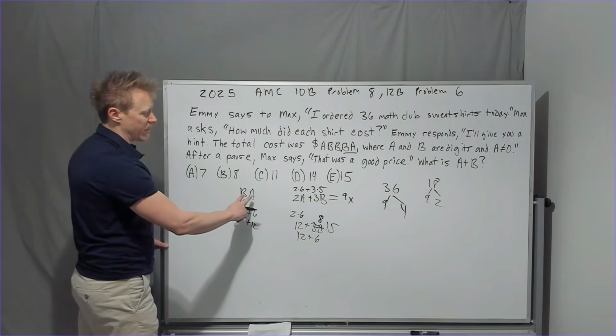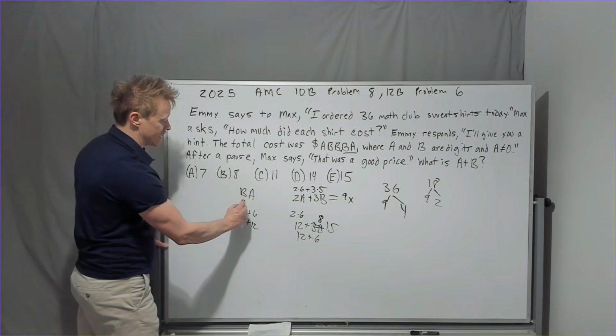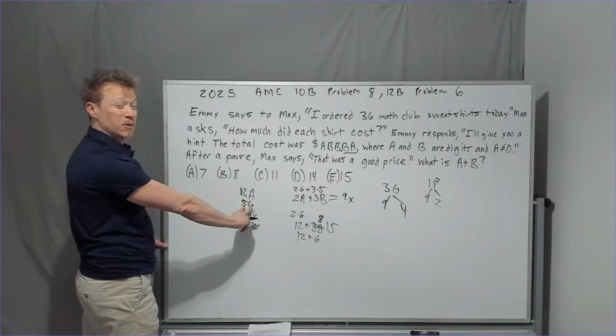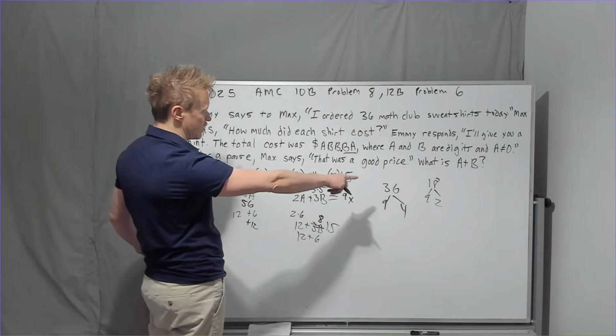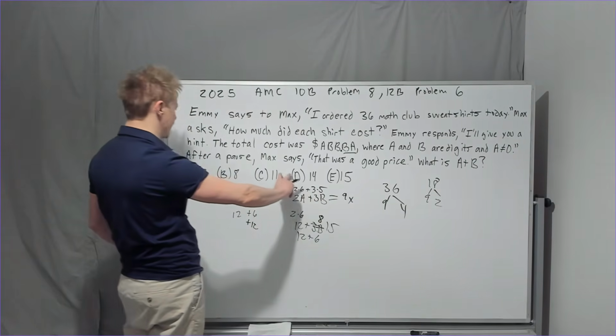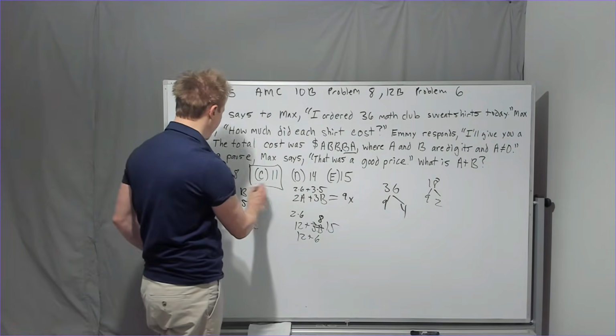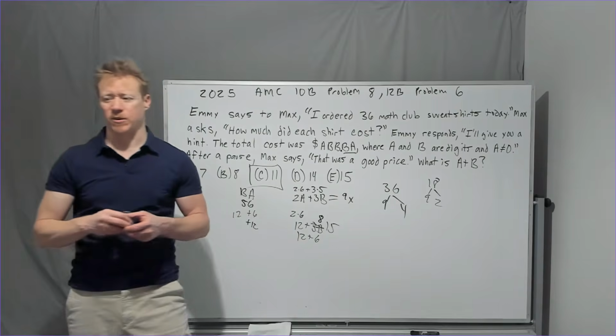So here we go. Then this now makes this 56, which is a multiple of 4. It's 4 times 14. So at this point, we have the values, and a plus b will be 6 plus 5. It will be c, 11. Let's get to the next one.